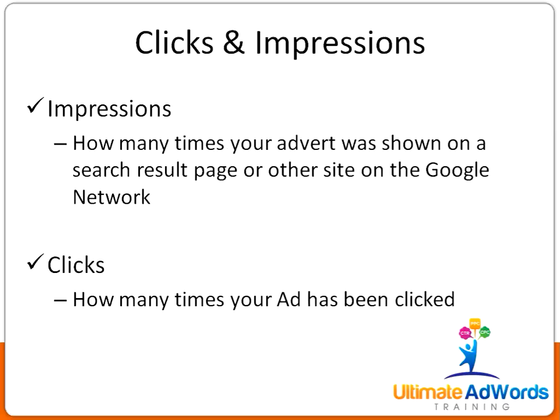Impressions represent how many times your advert was shown on a search results page or another site on the Google network. Impression volumes tend to be much higher on the display network, where you are showing graphical banners or even text ads, but through Google partner sites. People aren't actively searching on the display network, but Google has the ability to serve your ads on millions of websites across the world, so you get served more impressions. And clicks are obviously how many times your ad has been clicked.